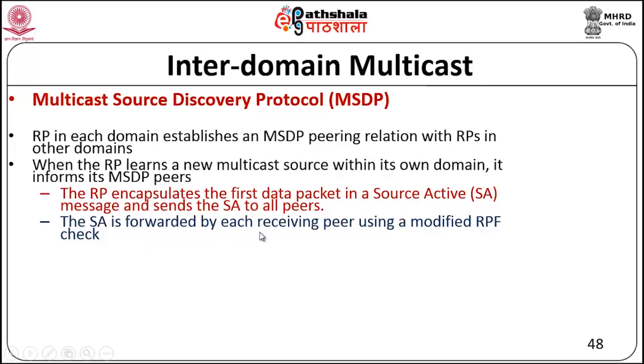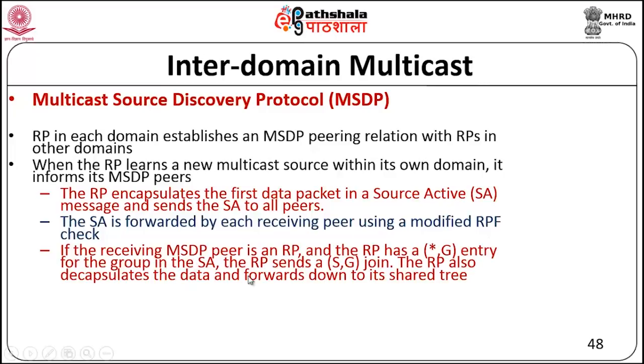So this SA is forwarded by each receiving peer using a modified RPF check. So what is a modified RPF check? It will basically check if it is an RP and the RP has a star comma G entry for the group in the SA, then the RP will send an S comma G join. That is, this RP now joins this particular source. So the RP also decapsulates the data and forwards it down its shared tree.